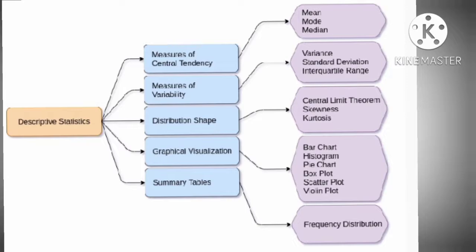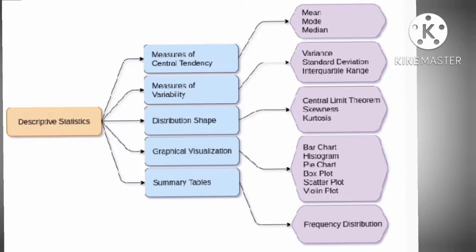So, what are descriptive statistics? We have basic five. We have the measures of central tendency. The measures of central tendency are called the mean, median, and mode, and they are also known as the average. Then we have the measures of variability. They are the variance, standard deviation, and the range. Then the distribution shape, which is also called the measures of shape. In this case, they are called the central limit theorem, skewness, and kurtosis.